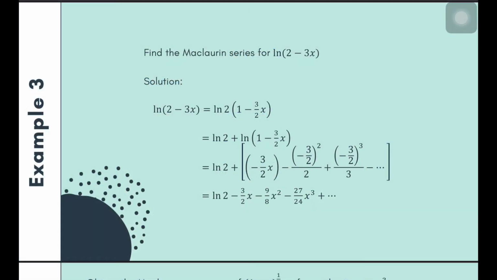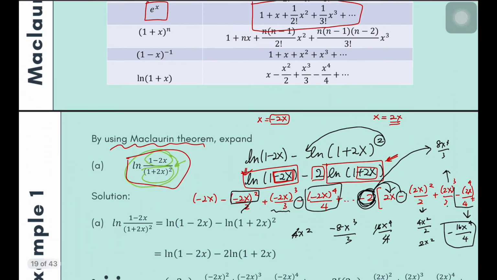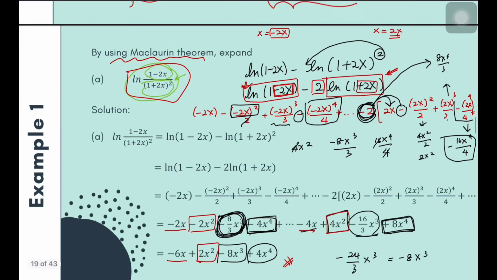Okay class, so let's see the next example. Find the Maclaurin series for ln(2 − 3x). We now want to use the Maclaurin series to find the expansion of this function, but if you refer to the table, you only have ln(1 + x), which is x − x²/2 + x³/3 − x⁴/4.